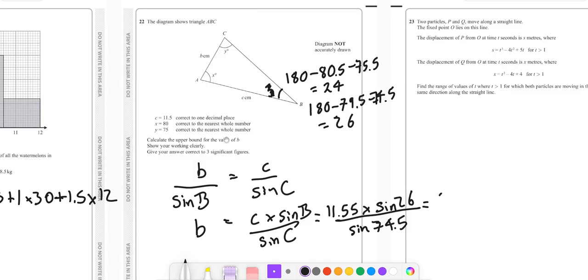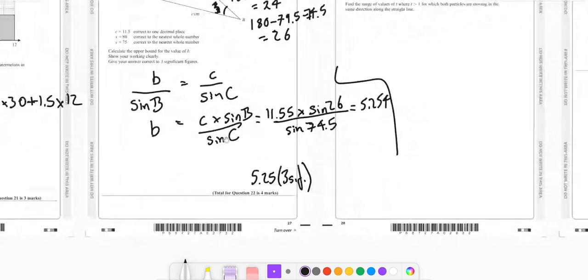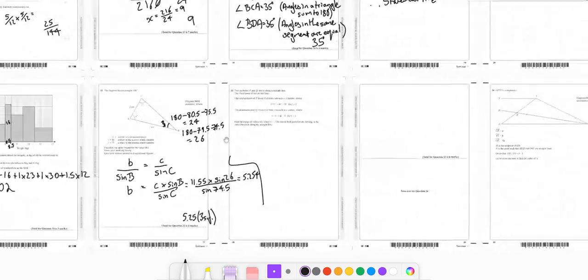Which is 5.25, etc. We want it to 3 significant figures, so that's 5.25 to 3 significant figures. There we go. Well, we've got 2 questions to go.